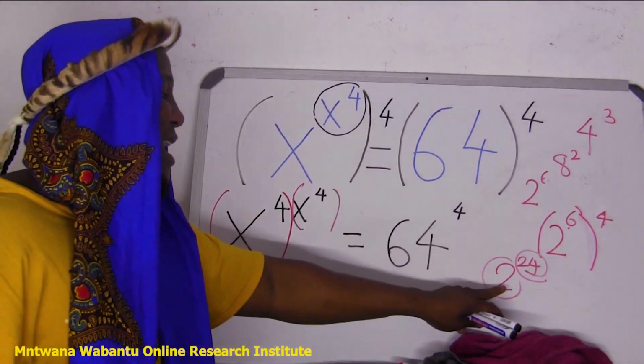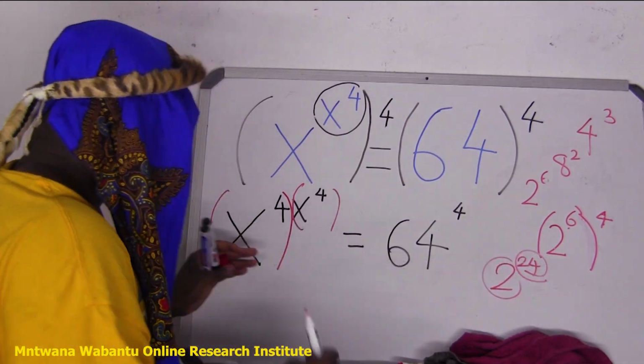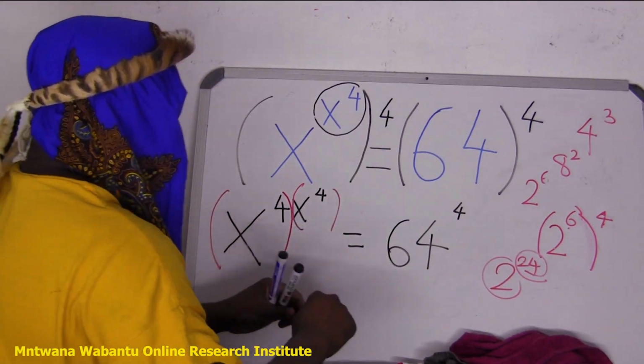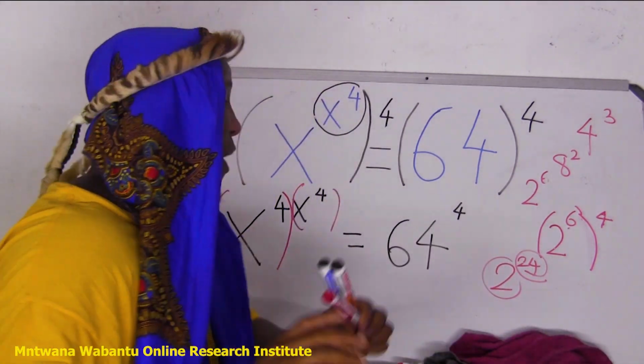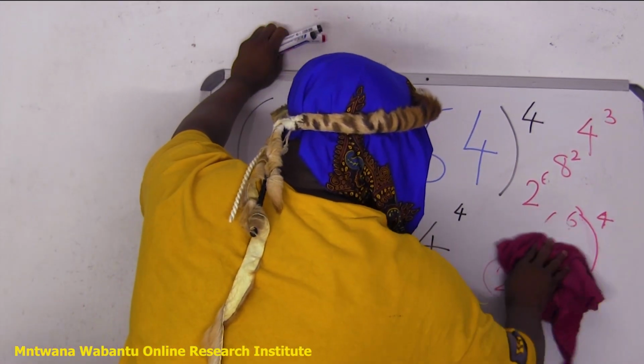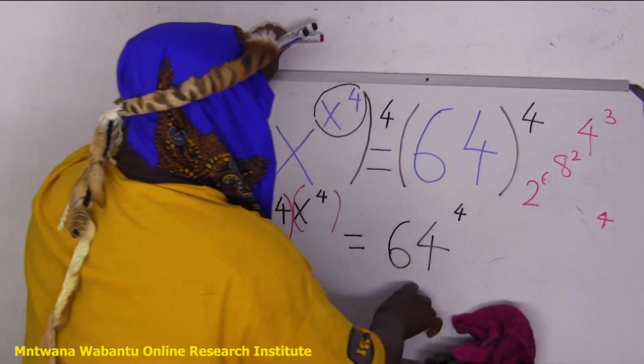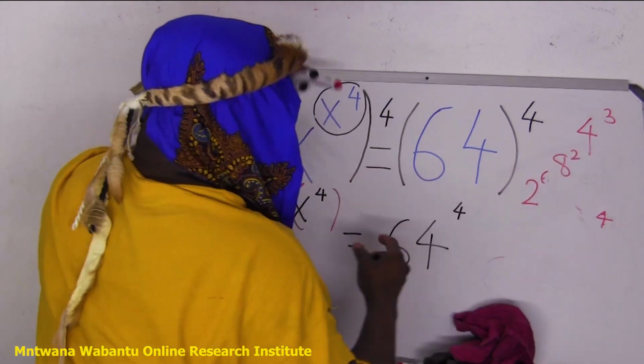I want to plug in a number whereby it's going to give me a similar thing. You see here, I've got this group and that group. So 2 power 6, no. I'm going to show you why. Let me take another number. In the position of 64, let me take 8 power 2.